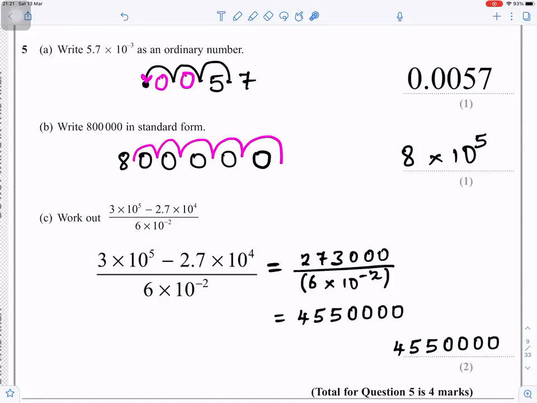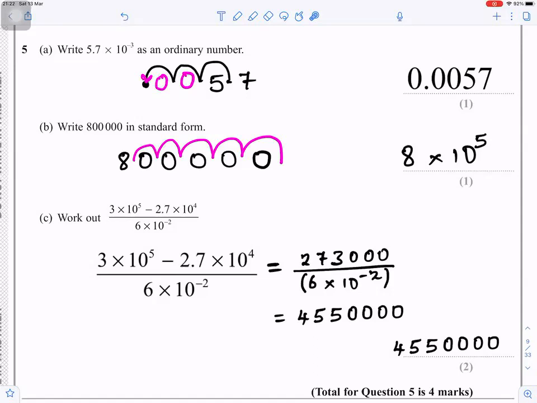Part B, write 800,000 in standard form. If we imagine the decimal point from the end there, 1, 2, 3, 4, 5. So it becomes 8 times 10 to the power 5, because we've taken the decimal point 5 places.